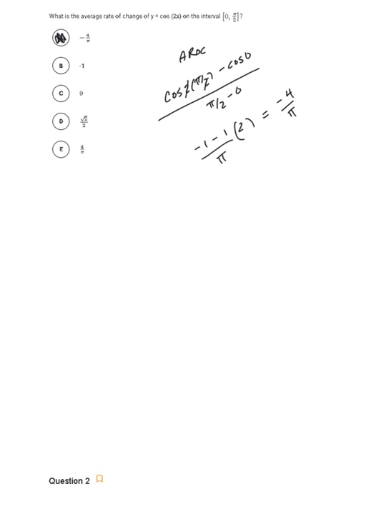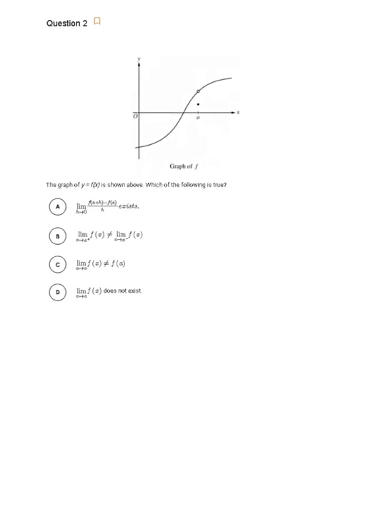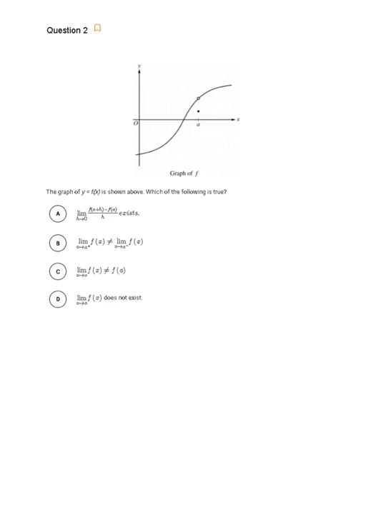Okay, let me scroll to the next question. So for question 2, we want to know which of the following is true. So you just have to understand the way these questions are written. It's from the AP perspective. So first off, we're concerned with A, right? Now at A, we know the right hand and the left hand limits are equal. Okay? But we know that it's not continuous, okay?